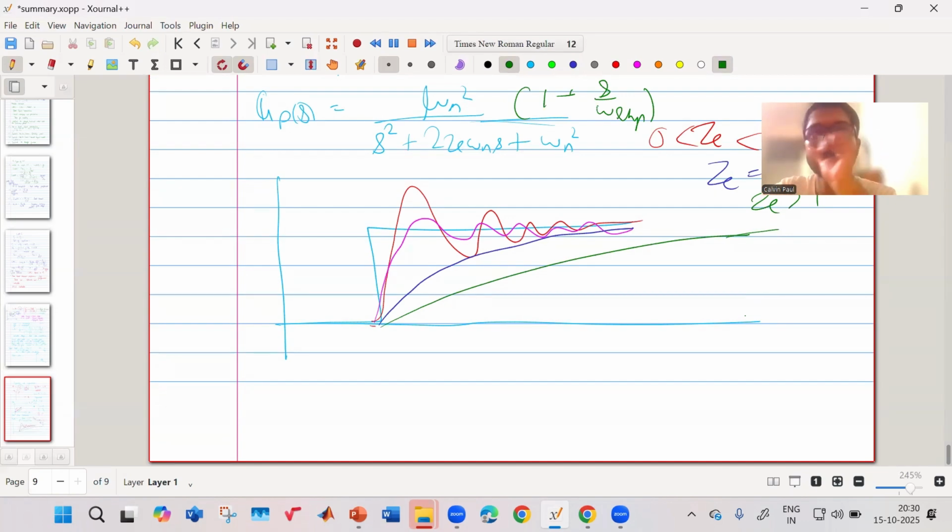What would be the problem? In the beginning, there could be an undershoot. As we said, there would first be an undershoot and then it would rise. Some undershoot would be there.